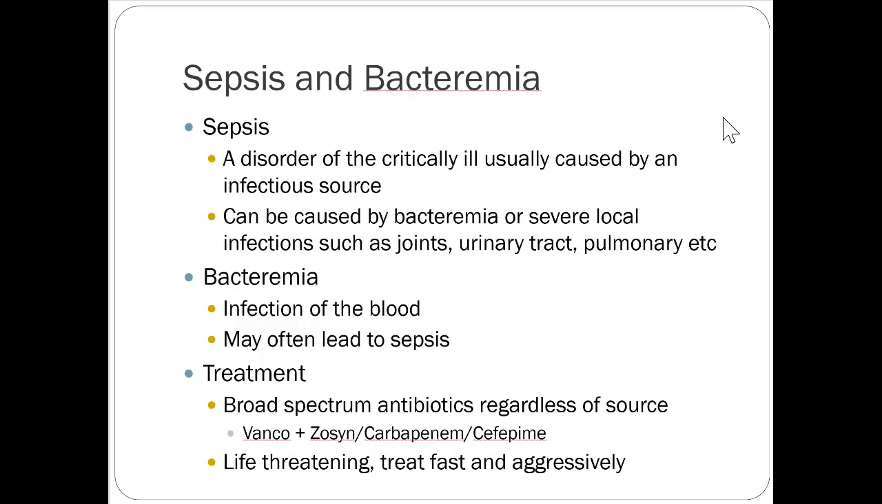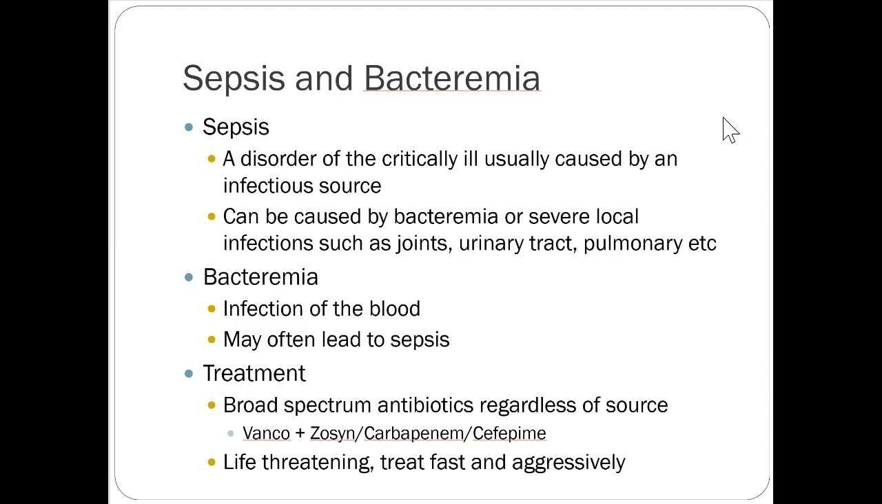Sepsis can be really anything. It's a critically ill patient characterized by some form of infection and organ damage. You could have a bacteremia, or a local infection like a urinary tract infection that causes sepsis, or a pulmonary infection that causes sepsis. You don't necessarily have to have a bacteremia, but oftentimes they go hand in hand.